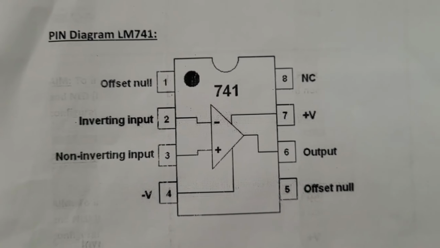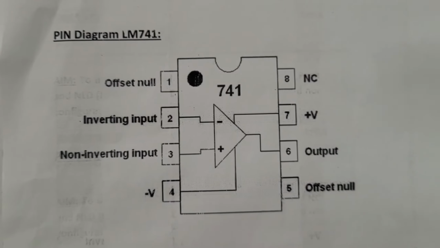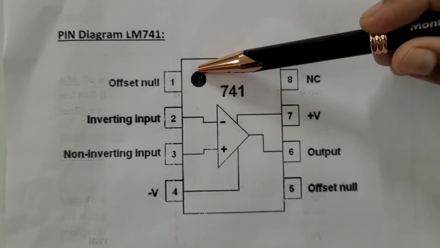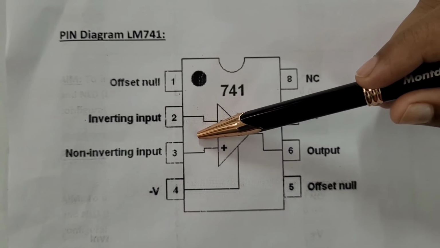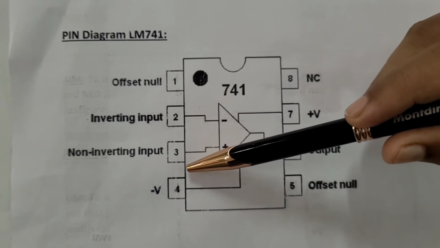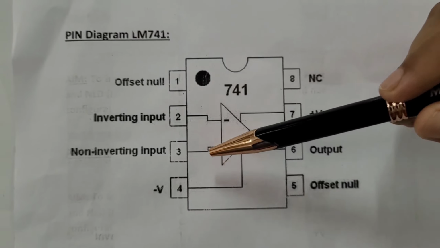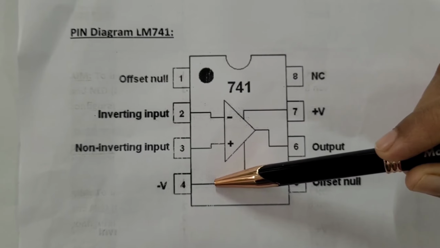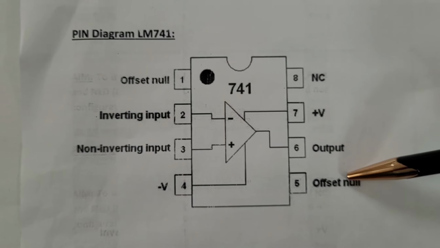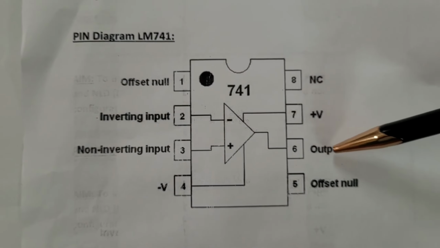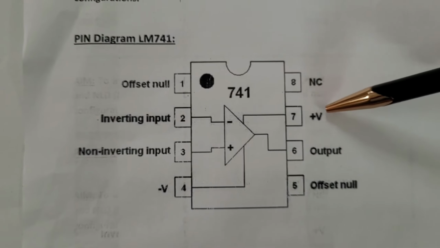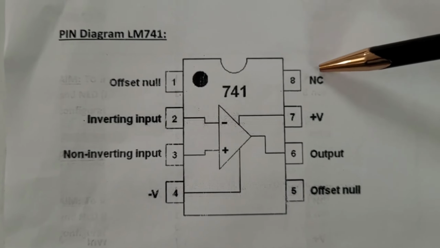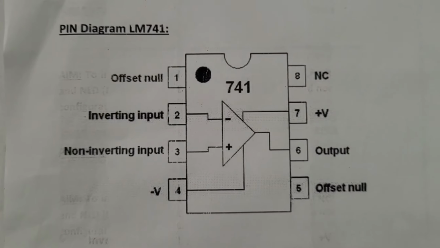The pin configuration of LM741 is, it has total 8 pins. The first one is called offset null. Second pin is the inverting input. Third is the non-inverting input. Fourth pin is the minus saturation voltage, that is -V. Fifth is the offset null. Sixth is the output. And seventh is the plus saturation voltage. And eighth is not used.